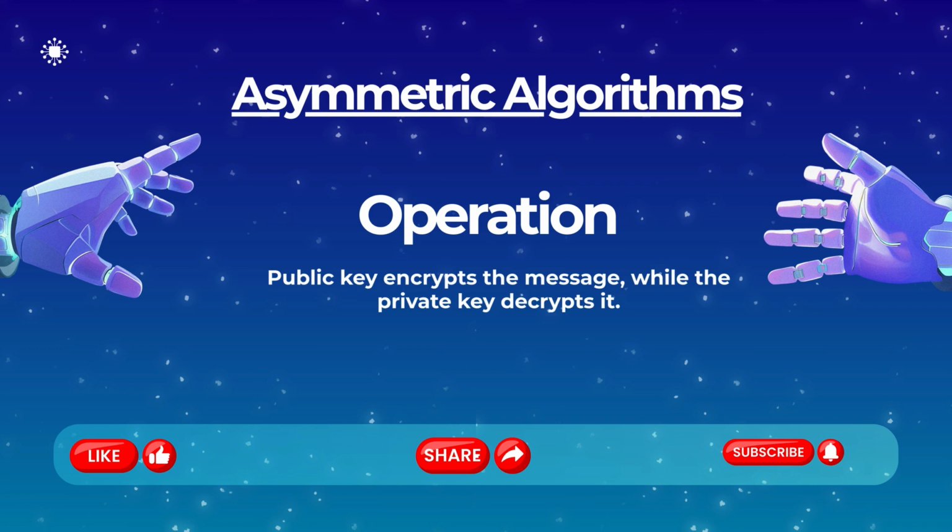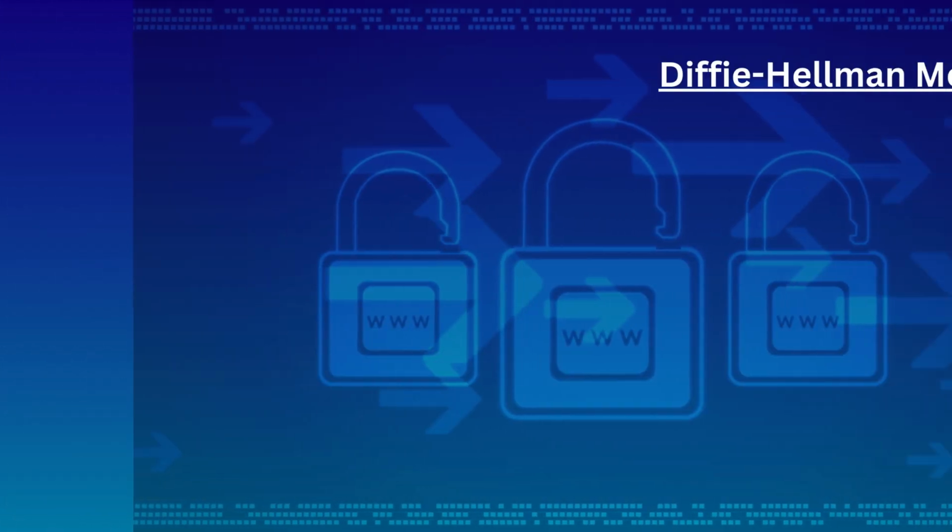And that's the beauty of asymmetric algorithms. They solve the key sharing problem and ensure secure communication even over unsafe networks like the internet. Next up, we'll dive deeper into the Diffie-Hellman model, the handshake that started it all.